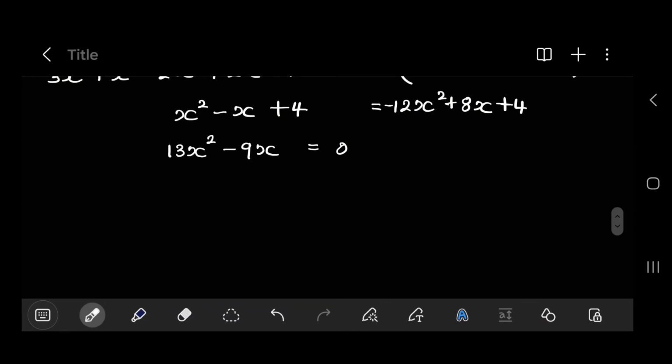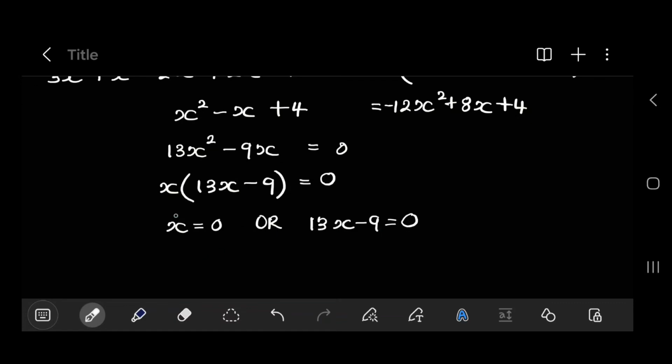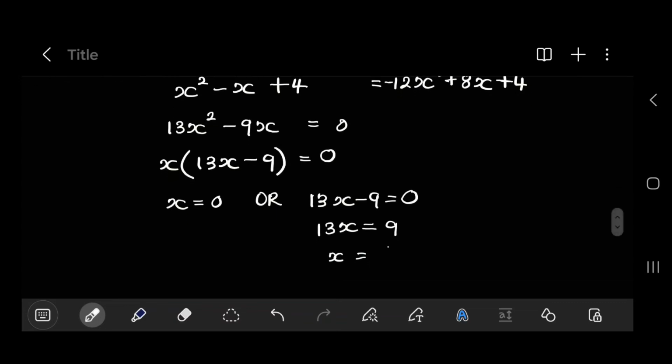Now to solve for x here, in both of our terms, x is common. Let's pull out x as a common factor. In the first term, we're left with 13x. In the second term, minus 9. And that is equal to 0. Now, taking each part and equating it to 0 separately. So the first part, we have x is equal to 0. In the second part, let's take the negative 9 over. It becomes positive. Let's divide throughout by 13. So we get x as 9 over 13. So those are your two values for x.